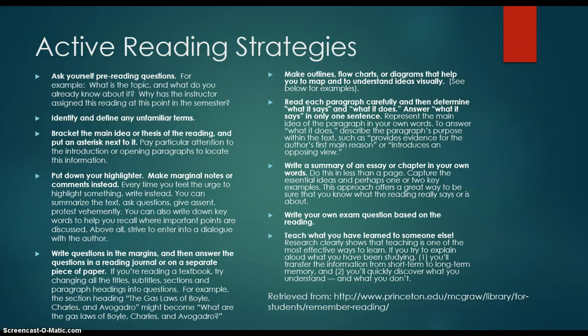Active reading also requires you to identify and define any unfamiliar terms as you're going along. Most textbooks will have some bolded terms that indicate that it's an important term for that chapter. But there might be terms utilized that are not bolded or highlighted, particularly by the author, that are unfamiliar to you and you want to identify. Once you get to what you think is the main idea or thesis of the reading, you might want to put an asterisk to it or underline it or otherwise indicate that this is the crux of the chapter or the idea.